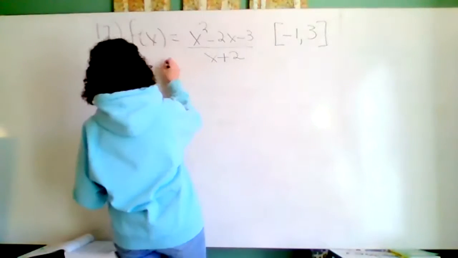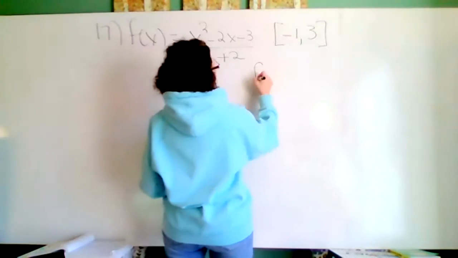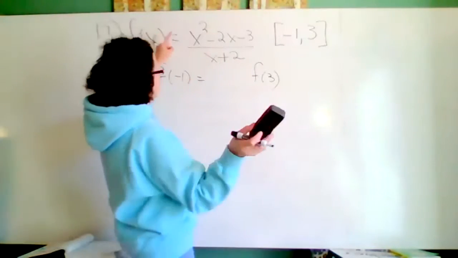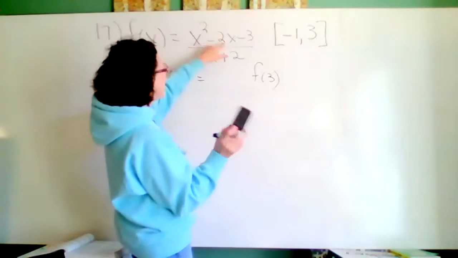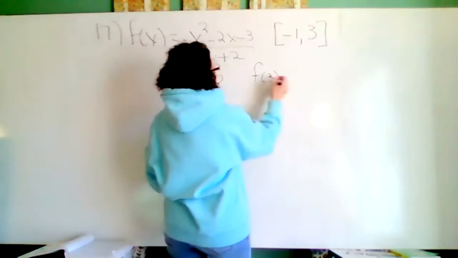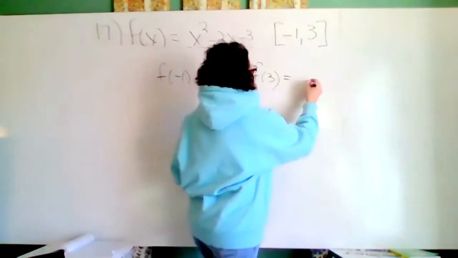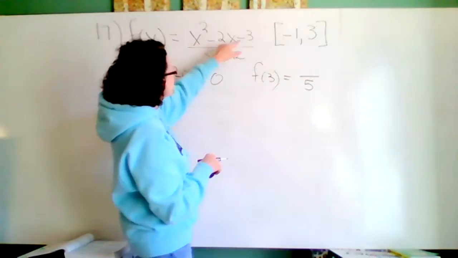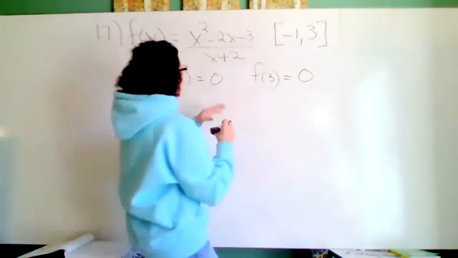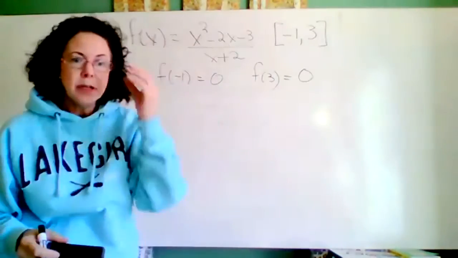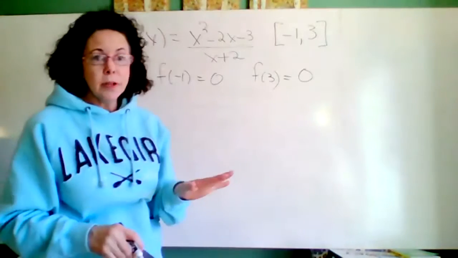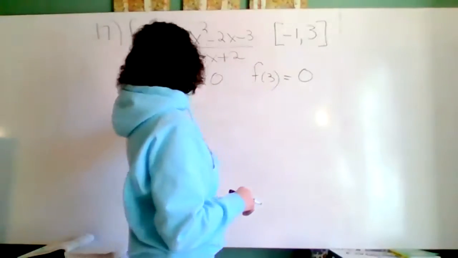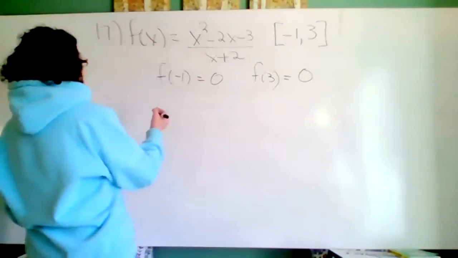So let's find f of a and f of b. F of -1 and f of 3. All right, so when I put a -1 in here, I'm dividing by 1. So let me make sure I do this well. That would be 1 plus 2 is 3 minus 3 is 0. And when I put a 3 in here, that's going to be a 5, and 9 minus 6 minus 3 is also 0. Okay, so the y's don't have to be 0. They just have to be equal to each other, and they are. So I do believe that Rolle's theorem works here. Somewhere between -1 and 3 this derivative has to be equal to 0. So let's go ahead and do that.